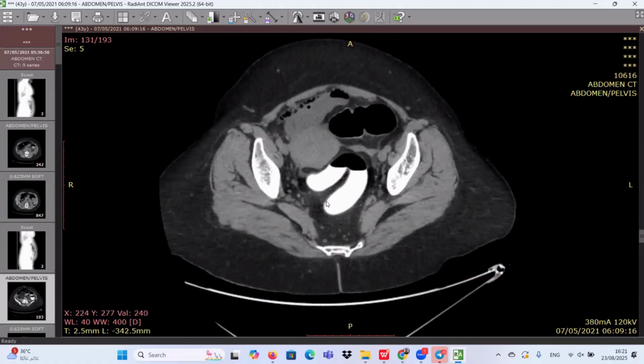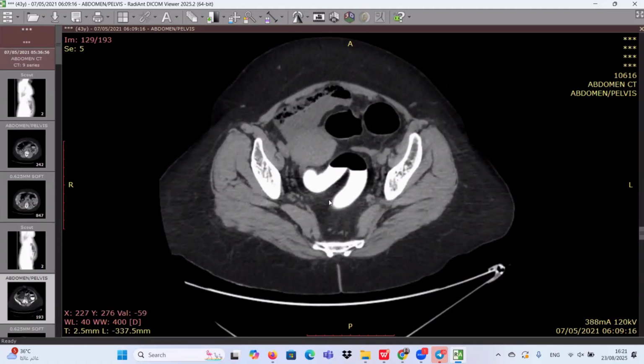What do you think this lesion could be? Sir, these could be impacted feces or fecaliths. Very nice. Okay, it's impacted fecal matter. What else should we do? You did very well.